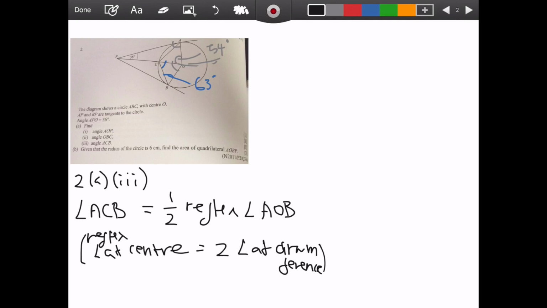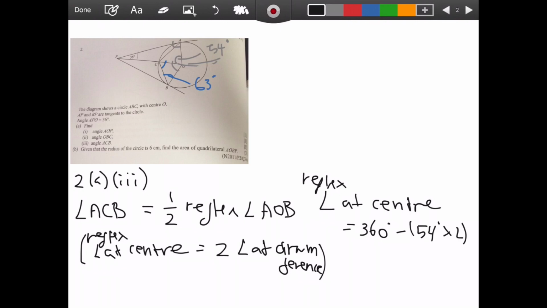When you do this, let's find out what is the reflex angle at the center. The reflex angle at center is equal to 360 degrees minus 54 degrees multiplied by 2. So what's the answer to this? 360 minus 108, this is 252 degrees. This is the reflex angle at the center.